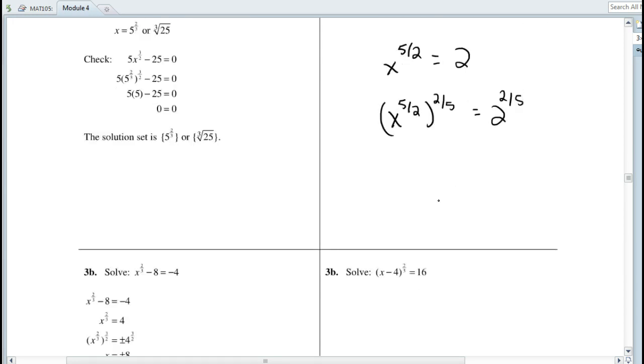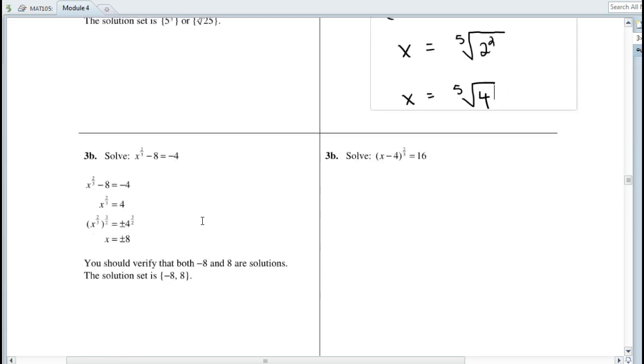So how do we evaluate that? Well, this is just x, and on the right-hand side, this stands for the fifth root. Remember, power on top, root on the bottom, of 2 squared. So here our solution set is x equals the fifth root of 4. And that's it.